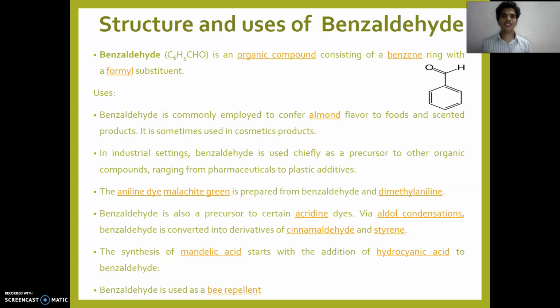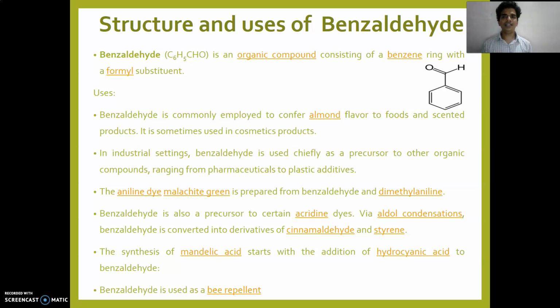Then the structure and uses of benzaldehyde next. Benzaldehyde, C6H5CHO, is an organic compound consisting of a benzene ring with a formyl substituent. So this is a cyclic structure, an aromatic compound. Benzaldehyde is commonly employed to confer almond flavor to food and related products, and to scented products. It is sometimes used in cosmetics and also in industrial settings. Benzaldehyde is used chiefly as a precursor to other organic compounds, ranging from pharmaceuticals to plastic additives.